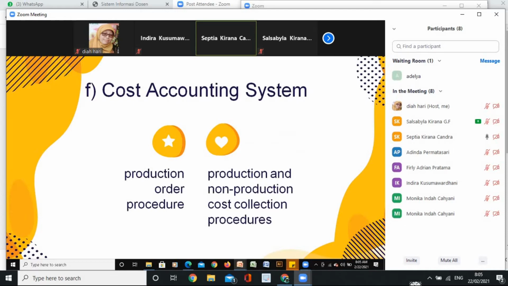Cost accounting system. Cost accounting system is a system designed to handle production control and cost control. This system consists of procedures as follows: production order procedure, production and non-production cost collection procedure. Next.